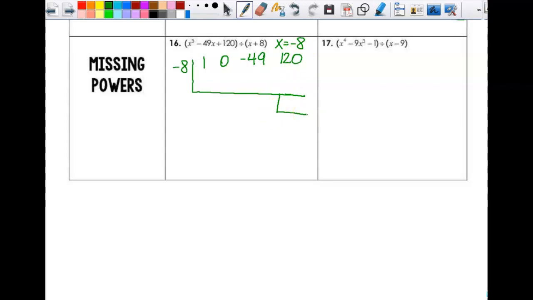Okay, so I'm going to bring down my 1. Negative 8 times 1 is negative 8. Add those together, get negative 8. You go on, see if you can finish that one up.